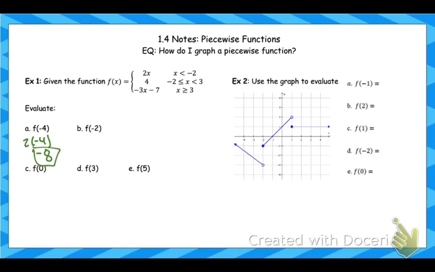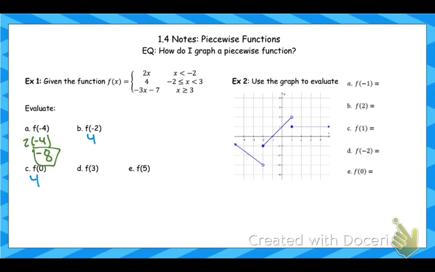All right, now looking at the next one, negative 2, okay? Again, 2 of these have negative 2. Only one of them, though, is less than or equal to negative 2, and that would be the middle one. So on that middle one, the y value that I get, there's really no work to do there. It's just 4. All right, f of 0, so I need to figure out which domain includes 0. Well, 0 is in between negative 2 and 3. So I'm using the middle equation, which is 4.